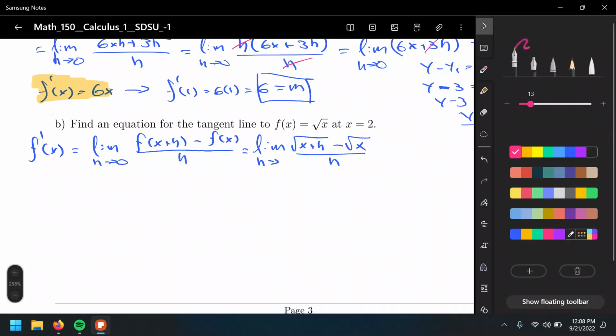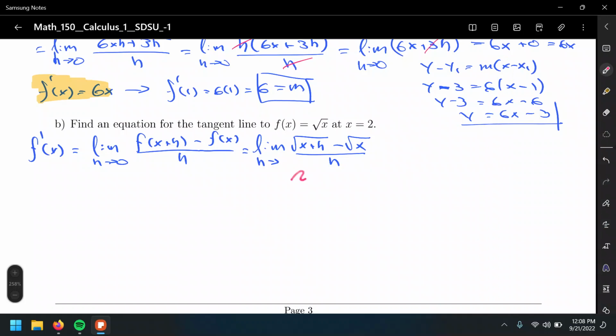So let me use a different color. That's the square root of x plus 0 minus root of x over 0, which is root of x minus root of x over 0. And isn't that a 0 over 0? Which is good. It's great, because that means there is a numerator and denominator that will get canceled. We get rid of this indeterminate form, and then we will be able to find the actual limit. Well, the tricky part here is how do we manipulate this expression so that we can simplify this?